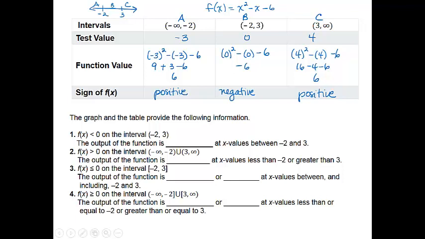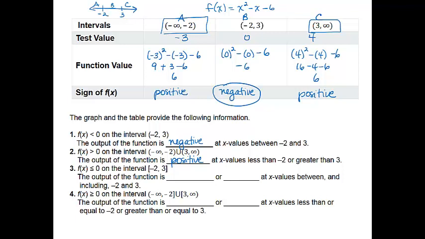So using the graph and the table that we just created, we see that f of x is negative on the interval between -2 and 3. f of x is greater than 0 on the interval from -infinity to -2, union 3 to infinity. So there we say the output of the function is positive at x values less than -2 or greater than 3.